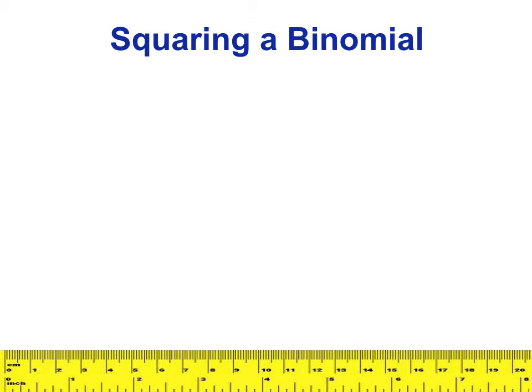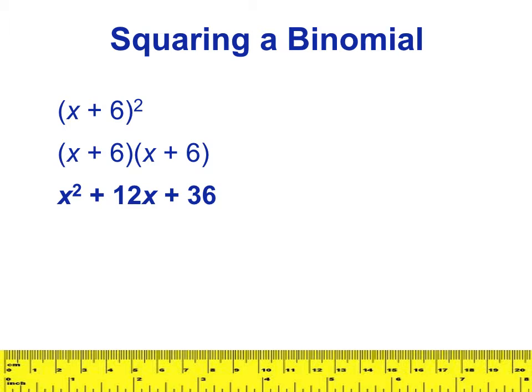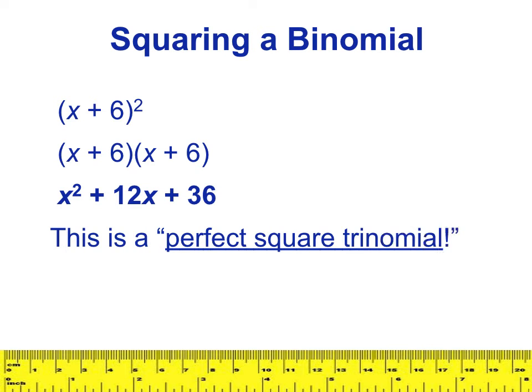So we'll review what we know about squaring a binomial. To square something means multiply it by itself. And now using FOIL or double distributive or the box, you would get the resulting trinomial to be x squared plus 12x plus 36. This trinomial that is in bold is called a perfect square trinomial because it is the result of squaring a binomial.